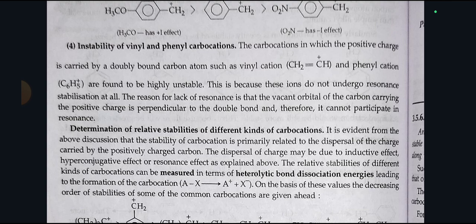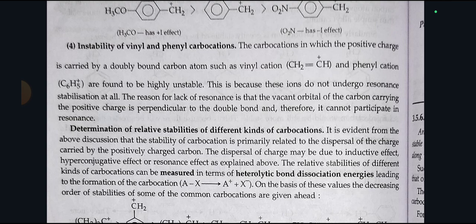For instability of vinyl and phenyl carbocations: the carbocations in which the positive charge is carried by a doubly bonded carbon atom, such as the vinyl cation CH2=CH+ and the phenyl cation C6H5+, are found to be highly unstable. This is because these ions do not undergo resonance stabilization at all. The reason for the lack of resonance is that the vacant orbital of the carbon carrying the positive charge is perpendicular to the double bond, and therefore it cannot participate in resonance.